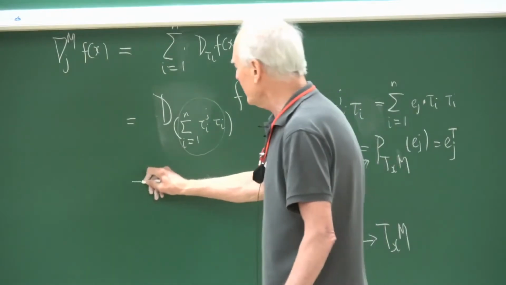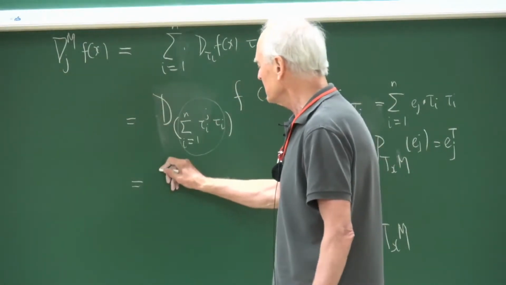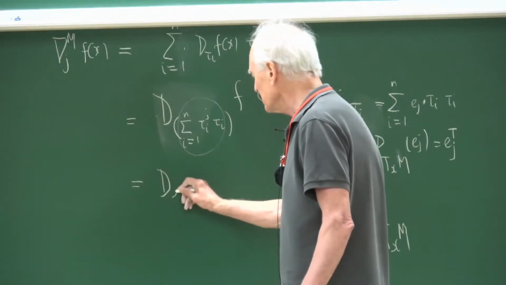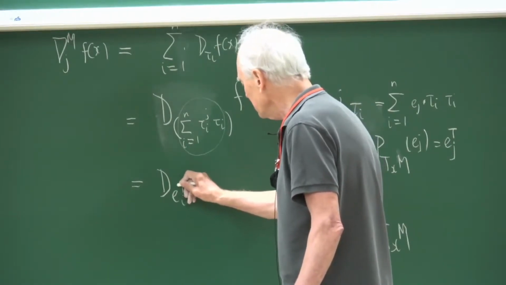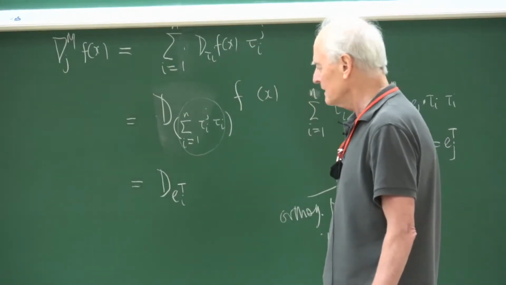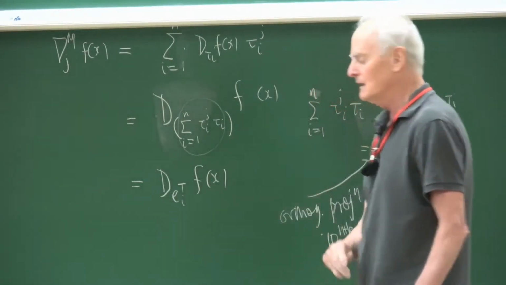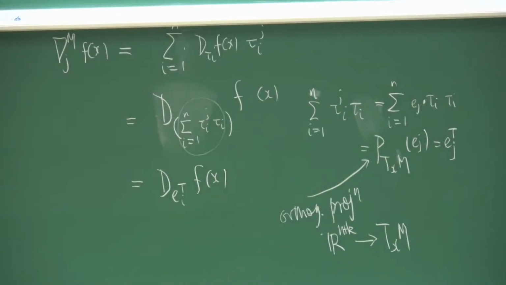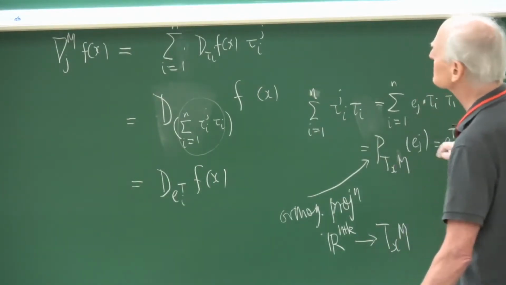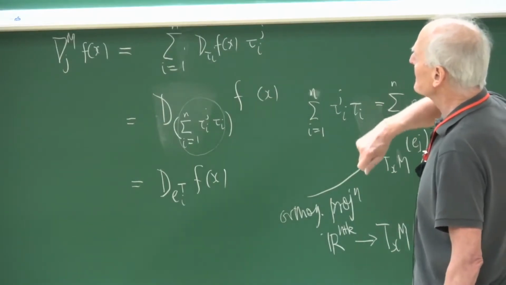So another way to write this jth component is that it's the directional derivative of the tangential part of the jth standard basis vector, hitting f at the point x. That's a nice way to look at it. Very good. And there's one other point about this that's useful.